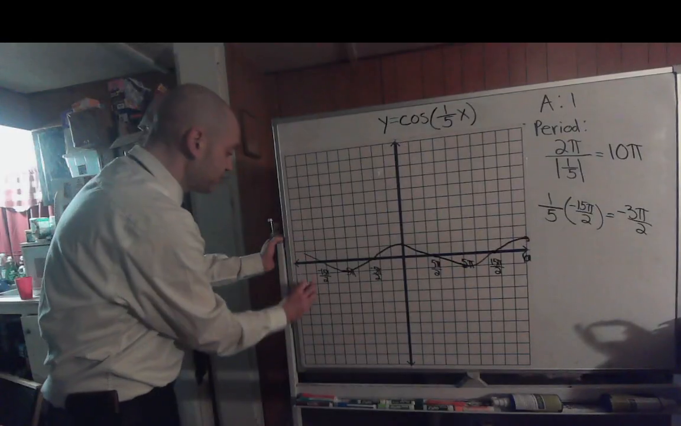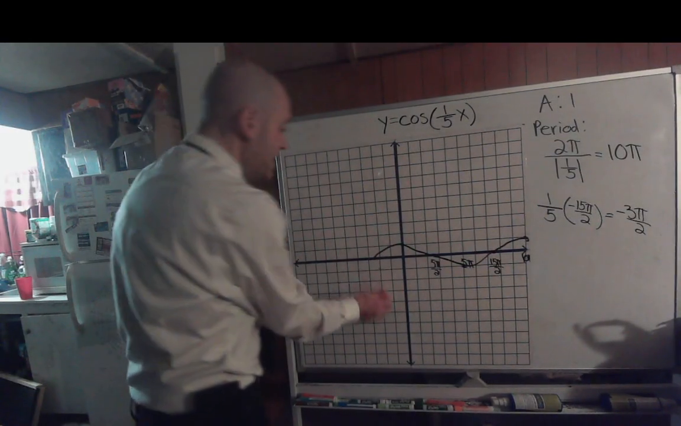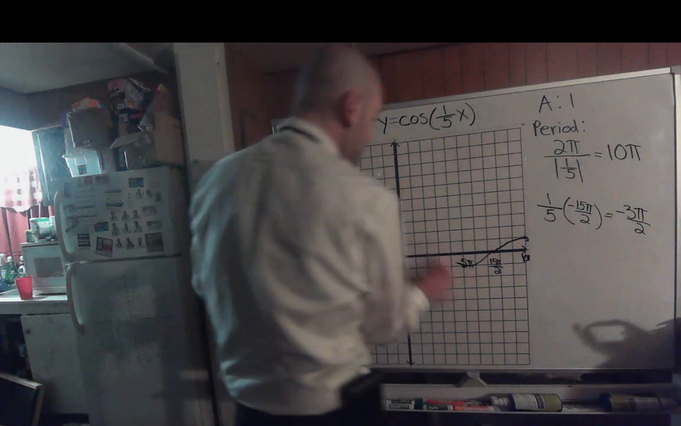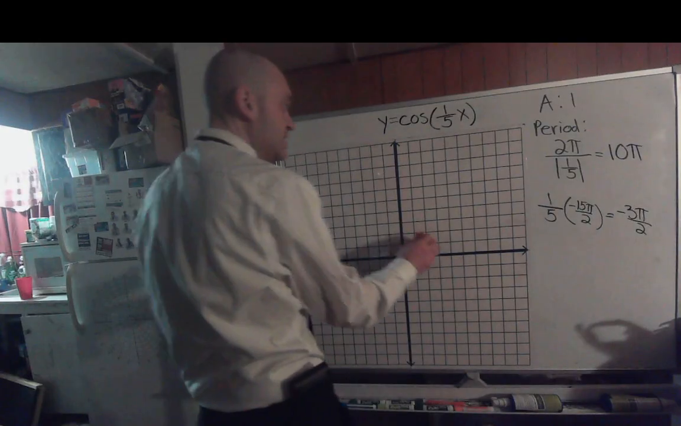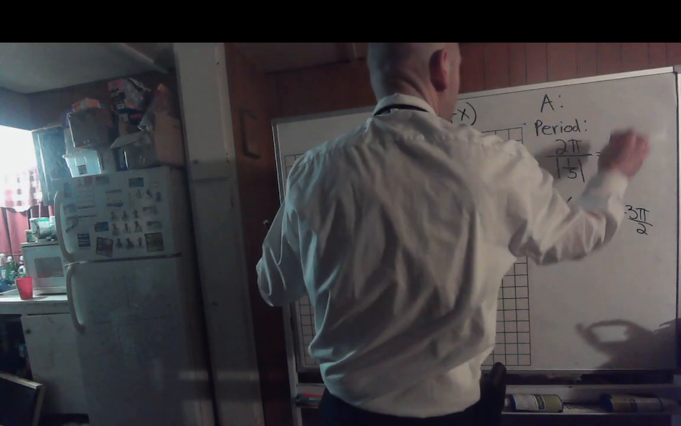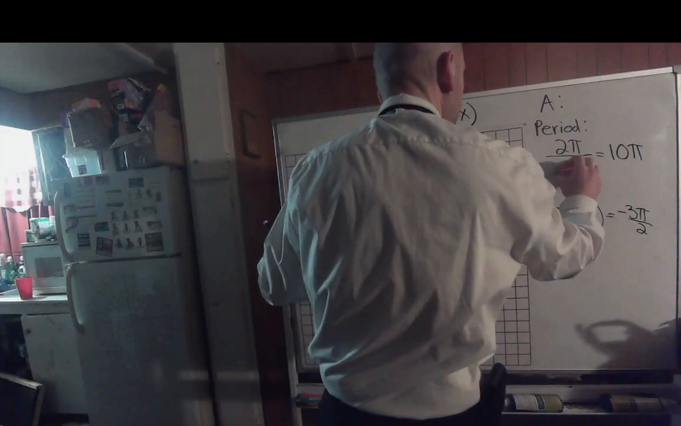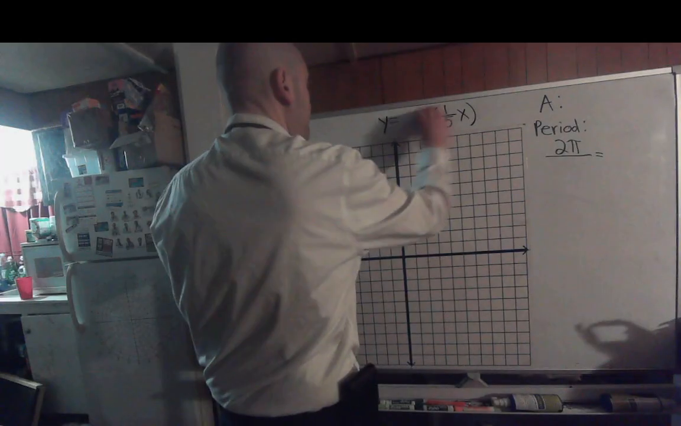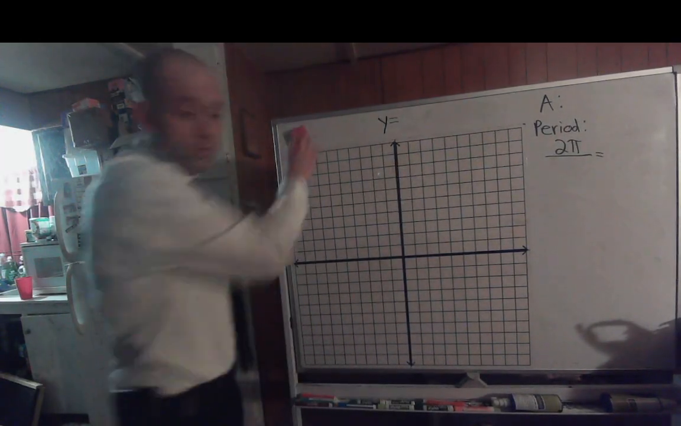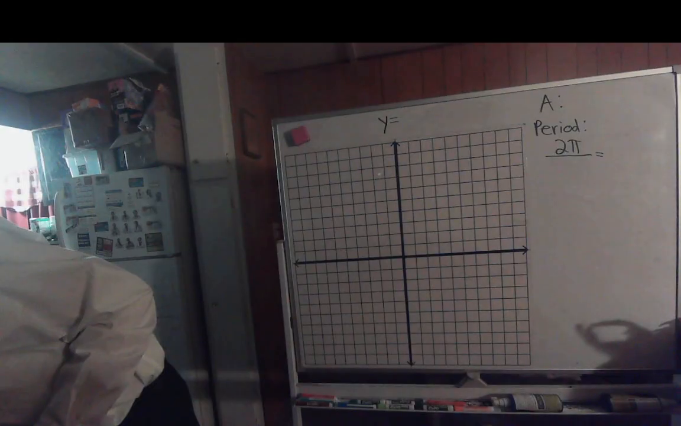So you can get some really cool graphs, and a big application of these is ocean waves, like how meteorologists and scientists measure ocean waves using sine and cosine functions. That's actually really how they do it. All right, what do we got next? We aren't doing that one.